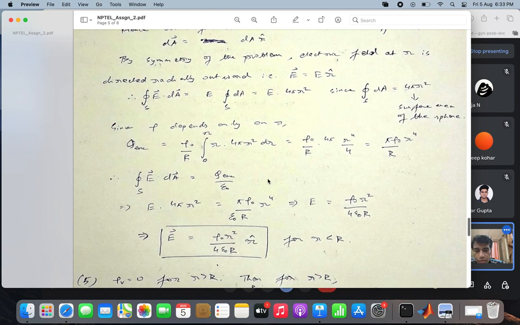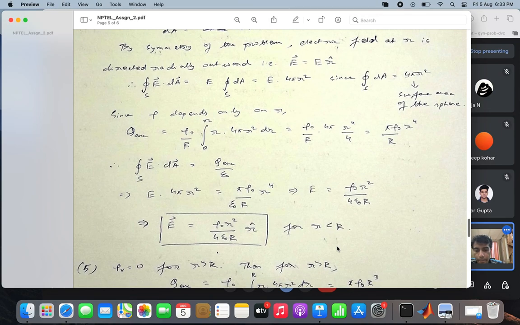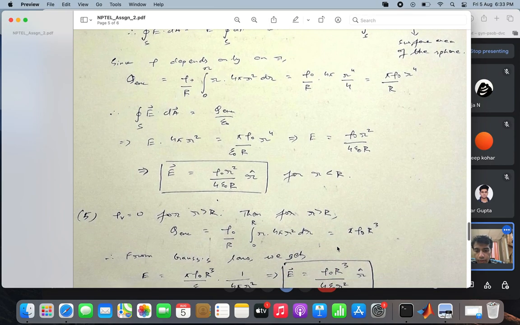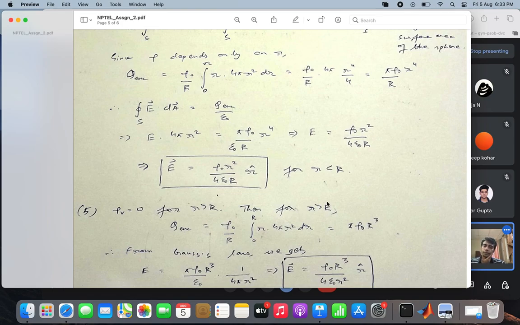So if I equate my left hand side and right hand side, my left hand side was E into 4 pi r square and the right hand side is the charge enclosed divided by epsilon naught. So I get this value of the electric field for r less than capital R.